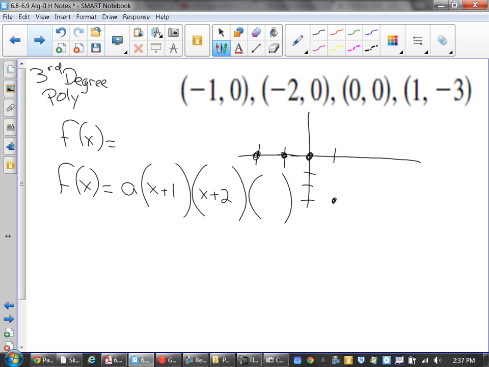And what do I put in the last one? Do I put x plus 0, or can I just write x? You can write x plus 0 if you want. It's not a big deal. I'm just going to write x.